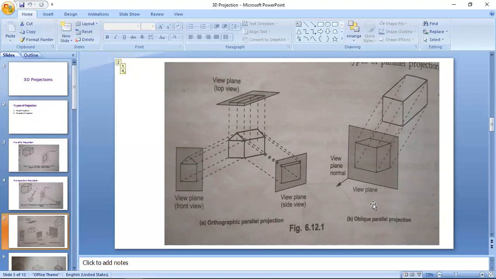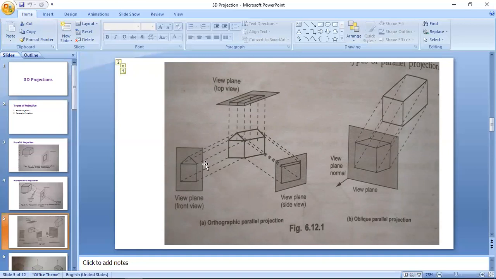One is the orthographic parallel projection. Here in this diagram you can see the first one is the diagram of orthographic parallel projection, and the second type is oblique parallel projection. Orthographic parallel projection and oblique parallel projection, so these are the basic two types of the parallel projections.